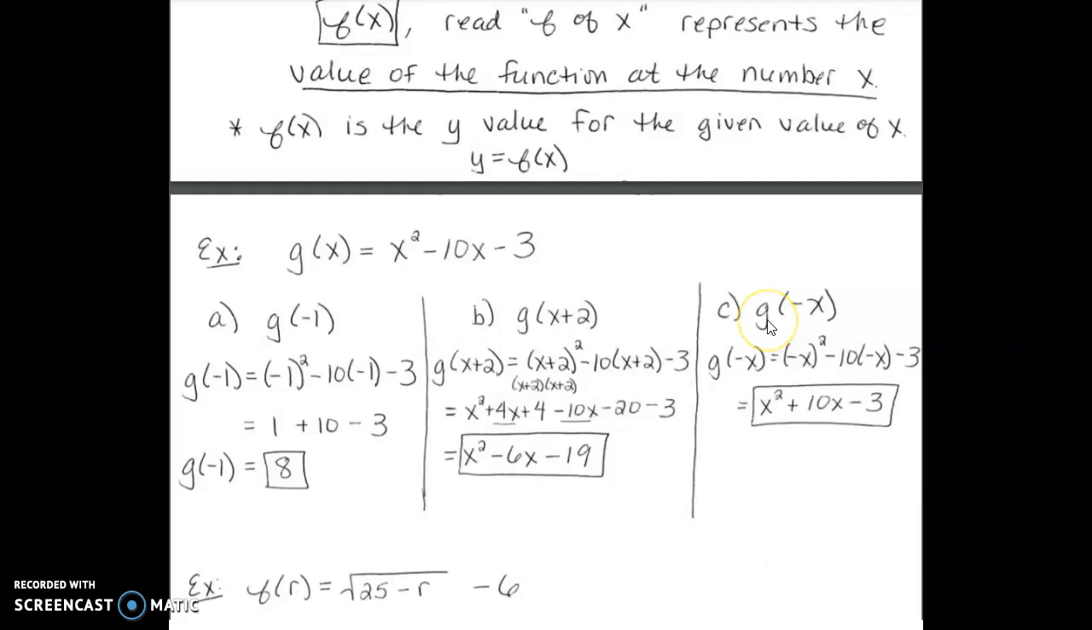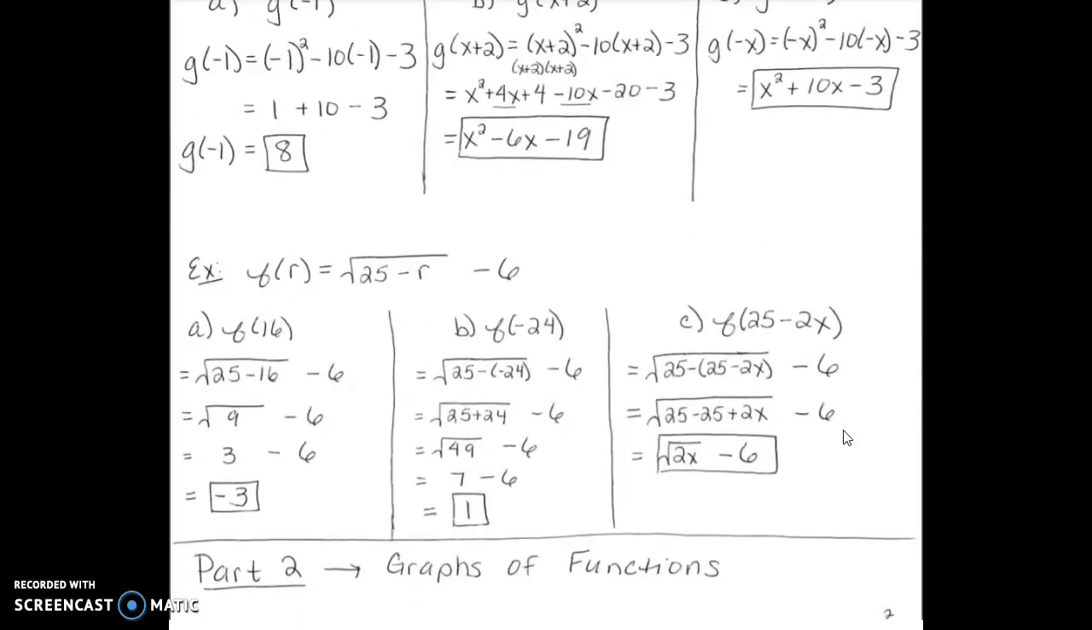In our third one over here, we have g of negative x. So this time we're replacing all x's with negative x. So negative x squared minus 10 times negative x minus 3. So when I square negative x, I get positive x squared. Squaring the negative 1 is a positive 1. Squaring the x is x squared. Negative 10 times negative x is plus 10x minus 3. And there are no like terms to collect, so we're done. That's it.